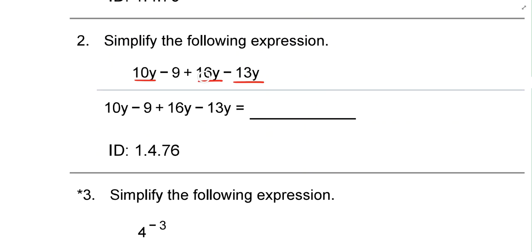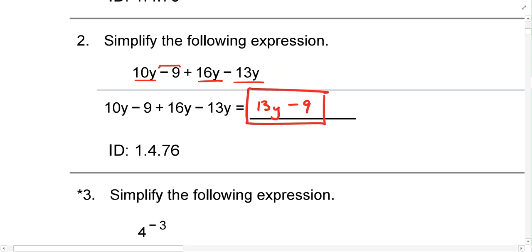Similarly, 10y plus 16y minus 13y will leave us with 13y's. And no other like terms combine with this negative 9. So we'll report this as 13y minus 9.